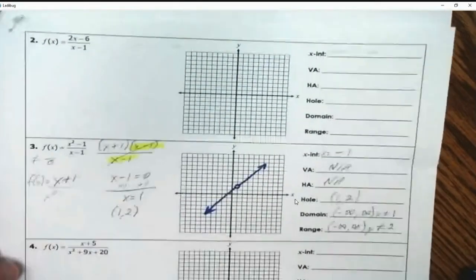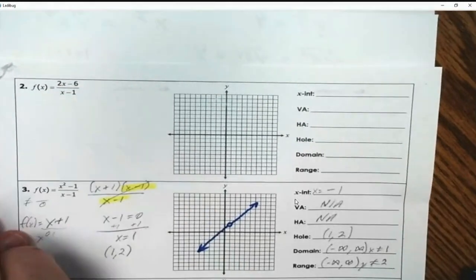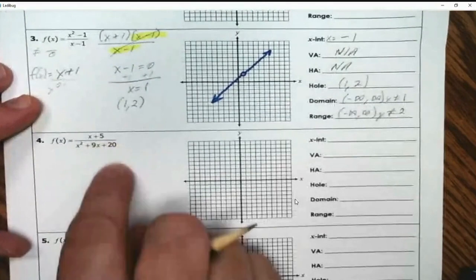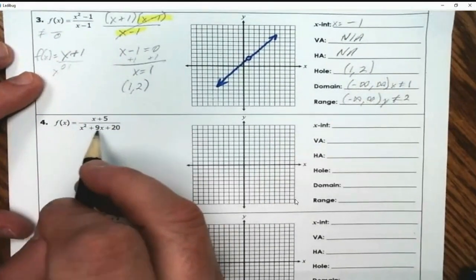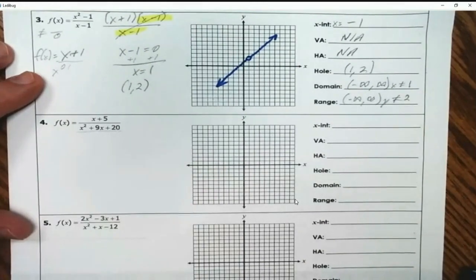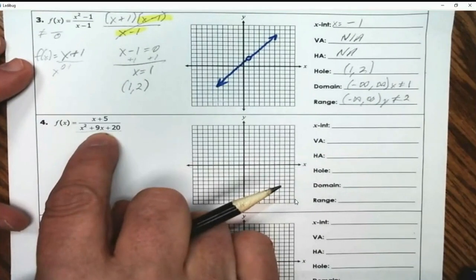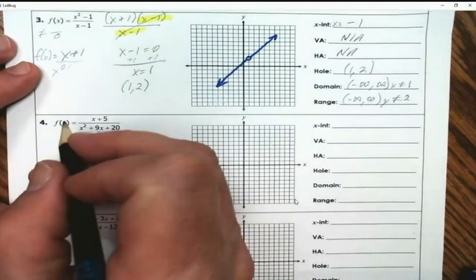Let's keep going down. This one doesn't have a hole because it doesn't really simplify other than taking the 2 out. So let's go down and do some trickier ones. Here: x plus 5 over x squared plus 9x plus 20. So we need to factor that. We need numbers that multiply to be 20 and add to be 9. Well, that's easy. It's just 4 and 5, right? 4 times 5, 4 plus 5.